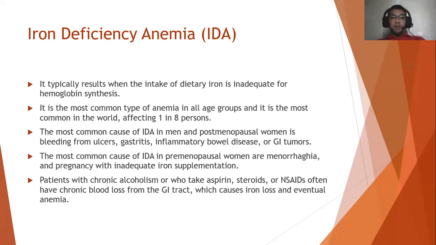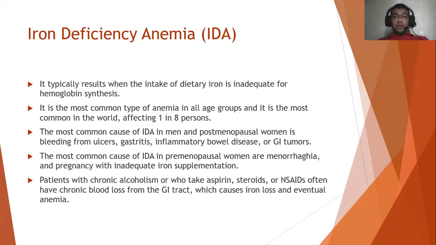And the most common cause of IDA in men and postmenopausal women is either bleeding from ulcers, gastritis, inflammatory bowel disease, or any GI tumors. And the most common cause of IDA in premenopausal women are menorrhagia or excessive menses and pregnancy with inadequate iron supplementation. That's why it's very, very important for pregnant women to take iron supplements.